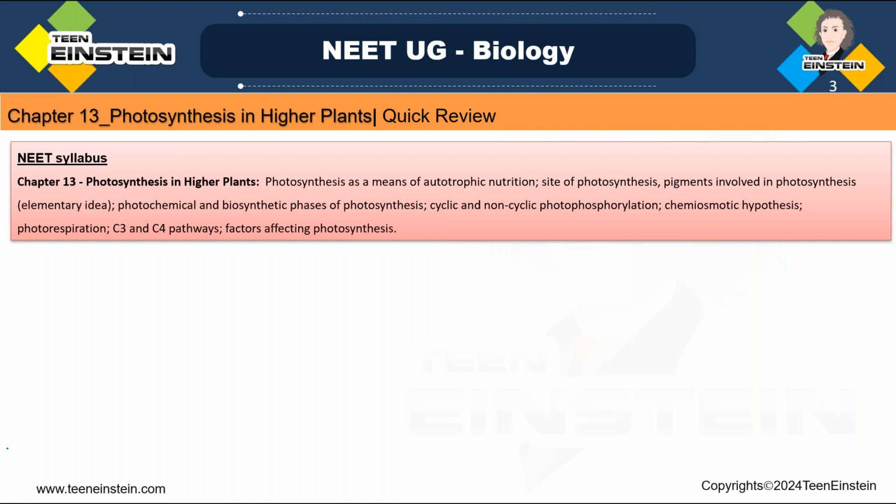See, that means photosynthesis in the aspect of autotrophic nutrition you need to learn, and the site of photosynthesis. Then next, the pigments which are involved in photosynthesis. Like, you are getting almost all the details of the process of photosynthesis. Then biochemical and photosynthetic phases of photosynthesis, what is cyclic and non-cyclic photophosphorylation, chemiosmotic hypothesis, photorespiration, then C3 and C4 pathways, then which are all the factors which are affecting photosynthesis. About all these concepts we are learning here.